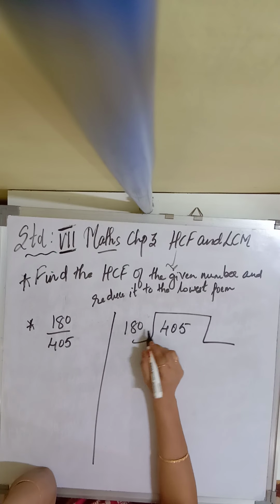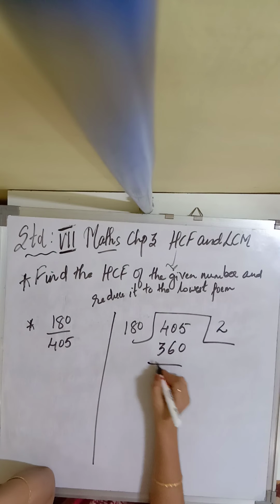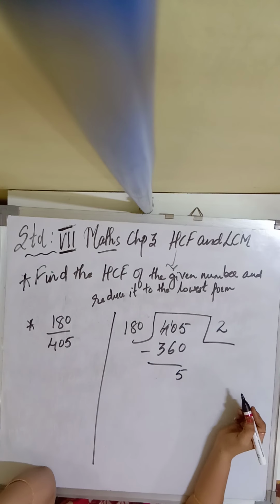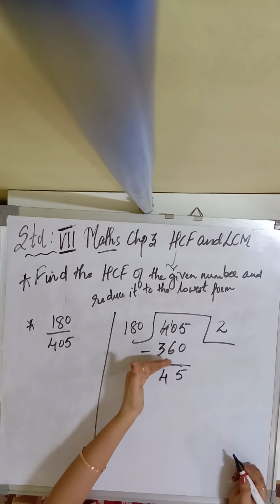Now how are we dividing? 180 ones are 180, 180 twos are 360. So you write down 360, minus: 5 minus 0 is 5, carry over, so 10 minus 6, you are getting 45. This is the first step of your division.